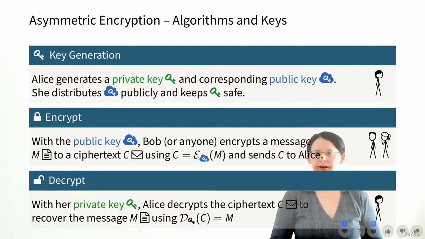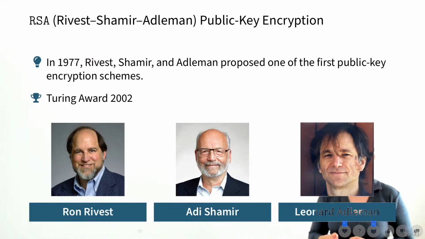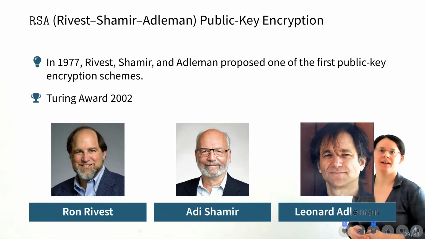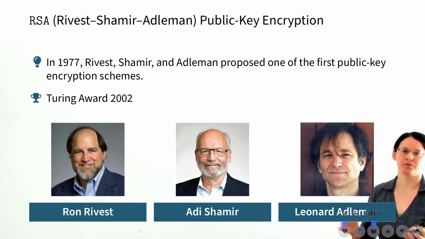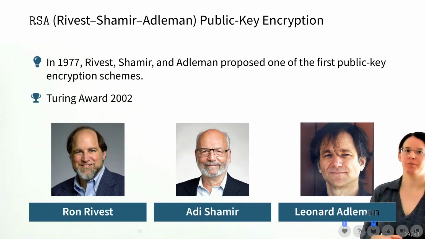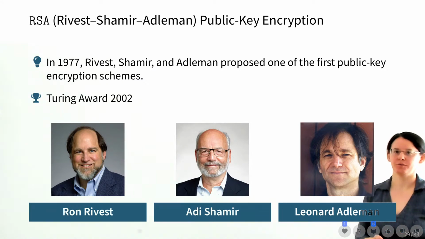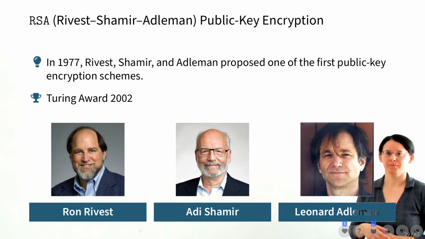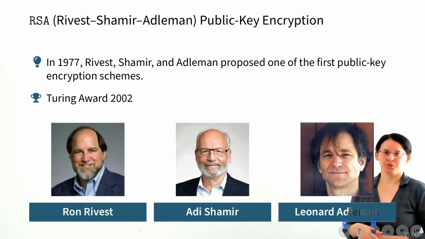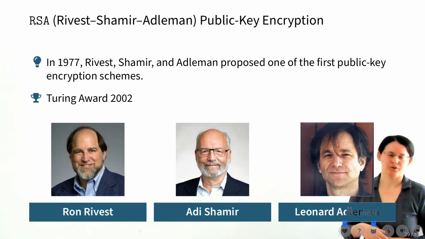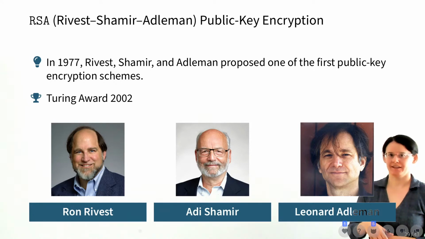Again, the story of these schemes started in the 70s, and at the time, three cryptographers or mathematicians, or both, Ron Rivest, Adi Shamir, and Leonard Adleman, came up with the idea for the RSA encryption scheme, named after these people. And they also received the Turing Award for it, just like we heard about earlier with the key exchange scheme.